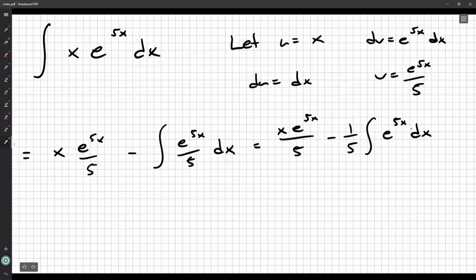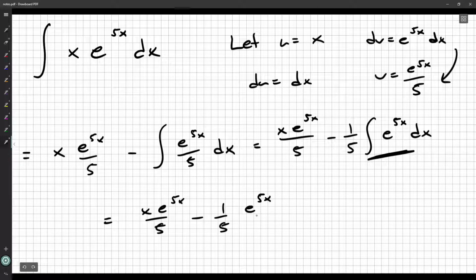And now I still have one integration left to do, integrating e to the 5x, but that's a nice exponential function. We can do a substitution if we really have to, if we haven't caught on at this point what's going on. So we get minus 1/5, and then what do the antiderivatives of e to the 5x look like? E to the 5x over 5. So we get x e to the 5x over 5 minus e to the 5x over 25.